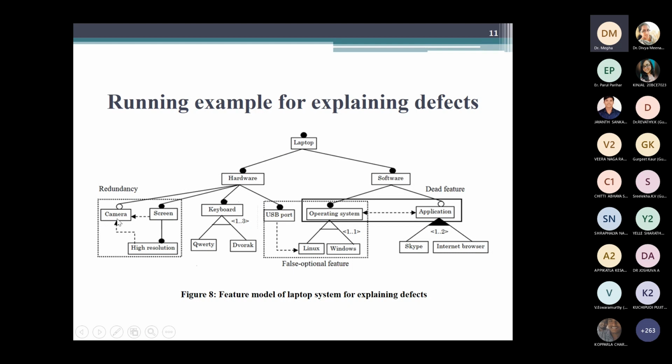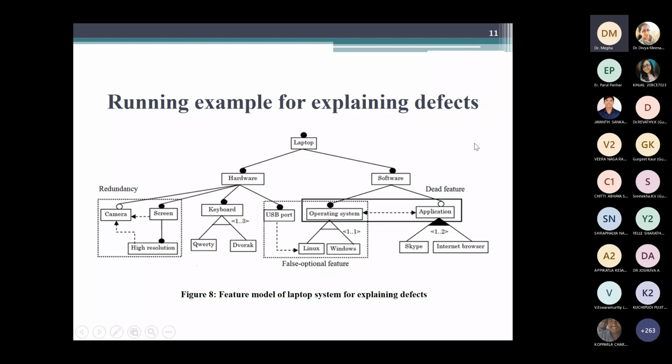We can see that camera is an optional feature. Screen and high resolution are the mandatory features, meaning screen is going to be a part of your valid product. Whenever screen is selected, due to this implication relationship, camera will automatically be selected. So camera appears one time. Now, high resolution is a mandatory feature, so it is also going to be a part of your valid product, but it has an implication relationship with camera. So when we select this high resolution feature, camera will reappear for the second time. So camera is going to be a redundant feature. This is the case of redundancy.